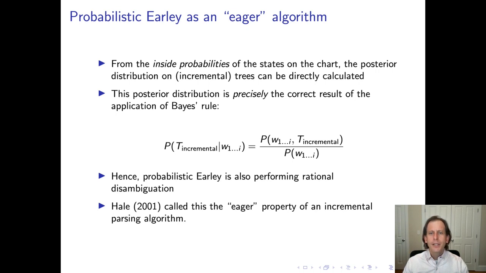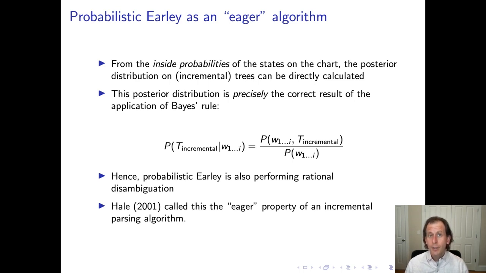Okay, so it's useful to think of probabilistic Earley as what's called an eager algorithm. So the inside probabilities of the states on the chart actually implicitly encode the distribution on incremental trees. Anything that goes from the root all the way down to all of the leaves and covers all the leaves will be a tree, and you'll multiply through the inside probabilities. And actually it'll turn out that this posterior distribution is precisely the correct result of the application of Bayes' rule. And so you can think of the probabilistic Earley algorithm as performing rational disambiguation. The paper that brought this algorithm to attention in the psycholinguistics literature is Hale 2001, and Hale called this the eager property of an incremental parsing algorithm.